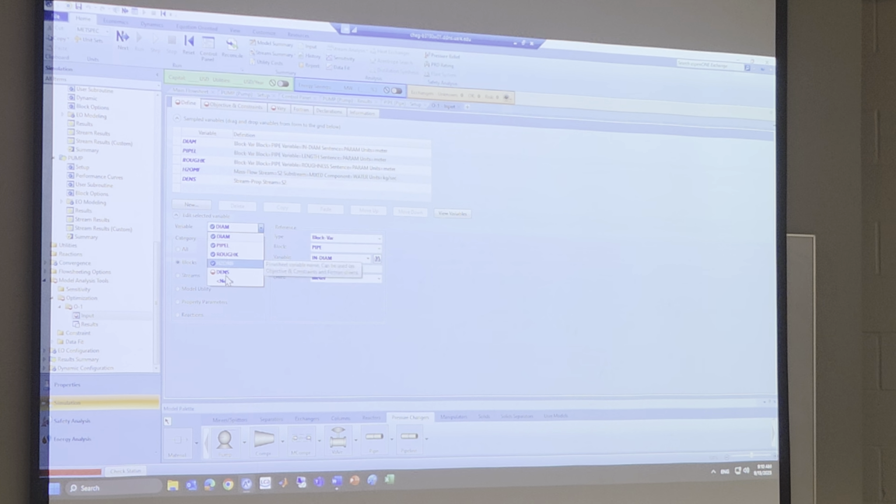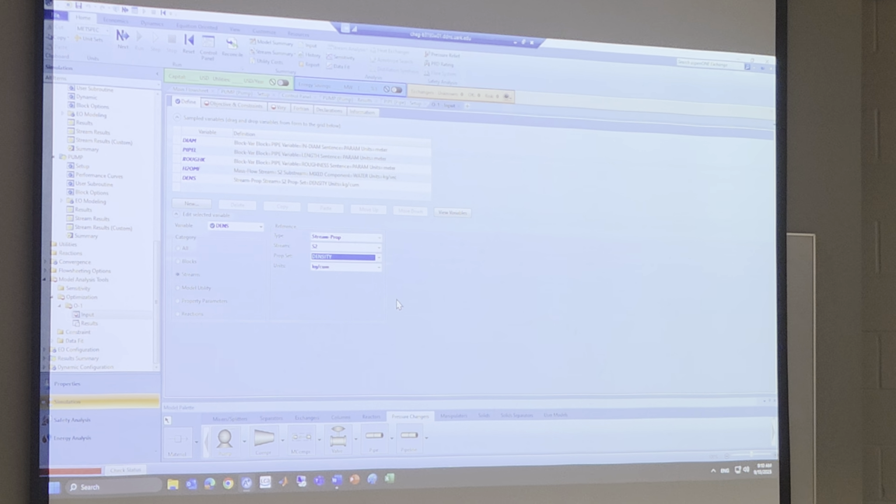Let's go to density. Now I can choose property set. Density is already available. Water fluid. We have water fluid.